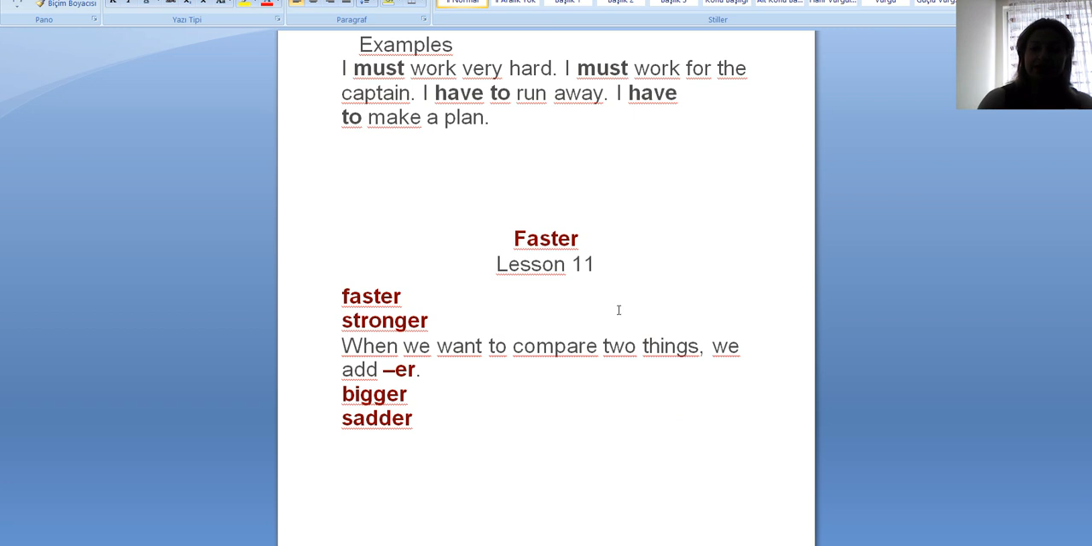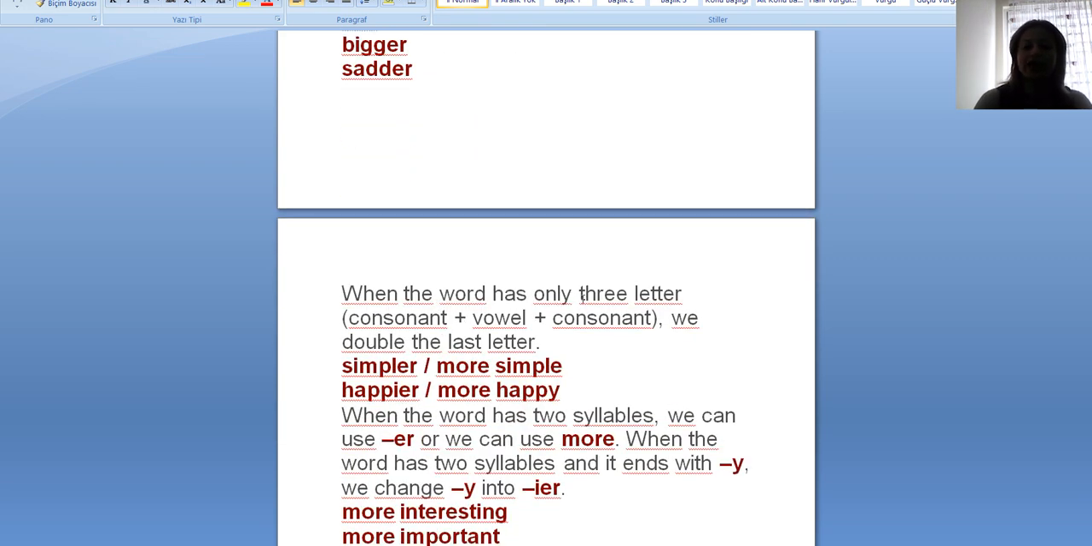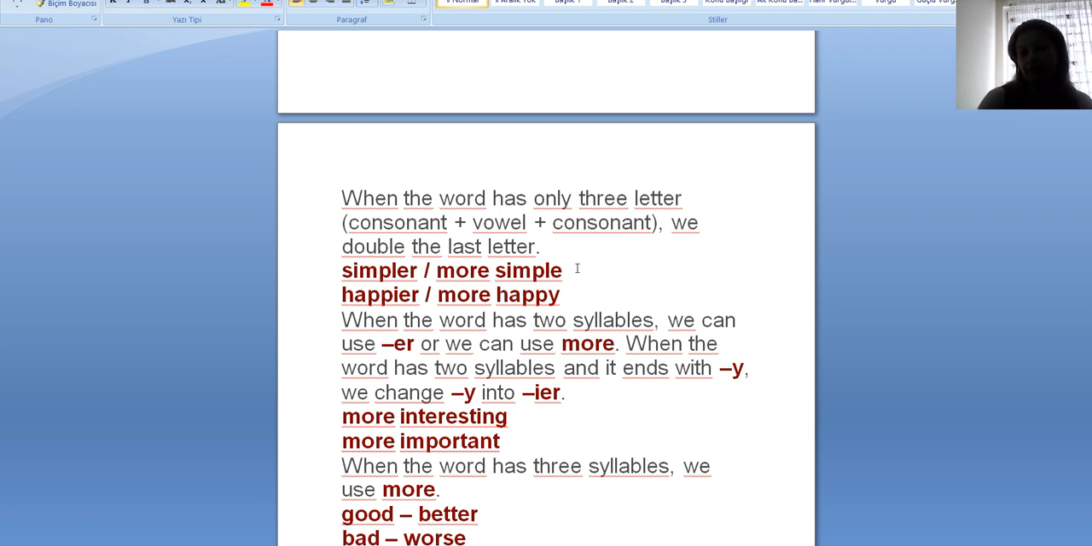And then, lesson 11. Faster, stronger. When we want to compare two things, we add ER: bigger, sadder. Do you see? ER. When the word has only three letters, consonant, vowel, consonant, we double the last letter. Simpler, more simple. Happier, more happy.